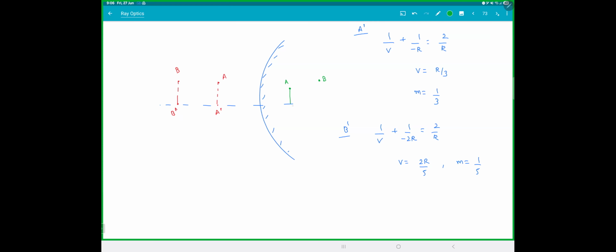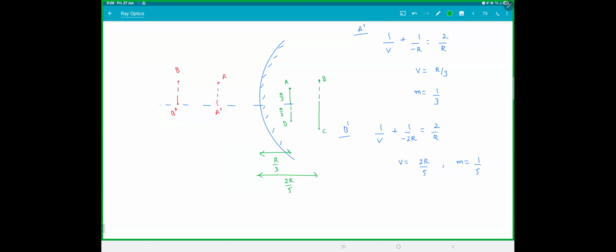This height will be similarly just below A, you have D here. So D also will be somewhere here. C also will be somewhere here. This distance is R by 3. This distance is 2R by 5. A's magnification is 1 by 3. So this is A by 3. This is A by 3.